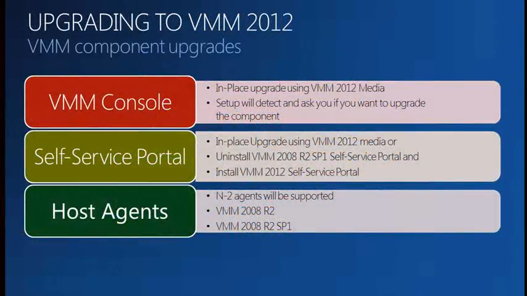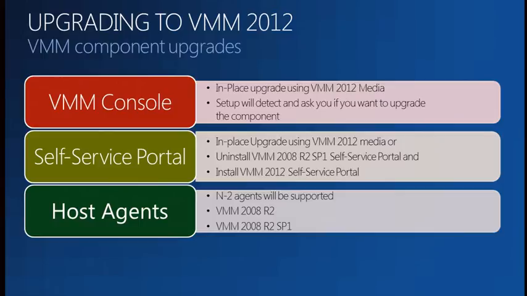Some of the components upgrade. For the VMM console, you can do a simple in-place upgrade using the new media. For the self-service portal, if you have a server where you're running the self-service portal separately, make sure that the self-service portal is VMM 2008 R2 SP1. If it is, you can do an in-place upgrade, or you can simply uninstall the self-service portal and install a new one using the new media.